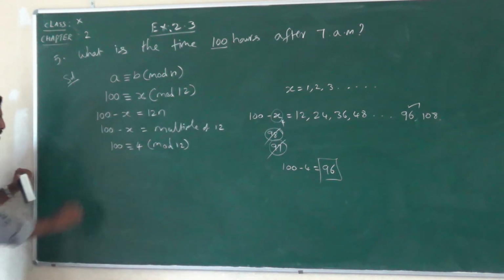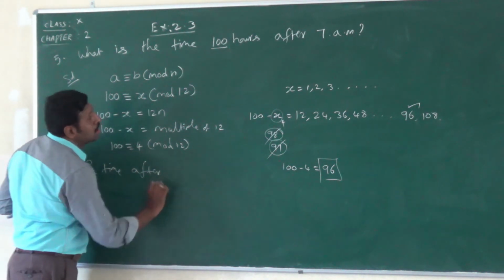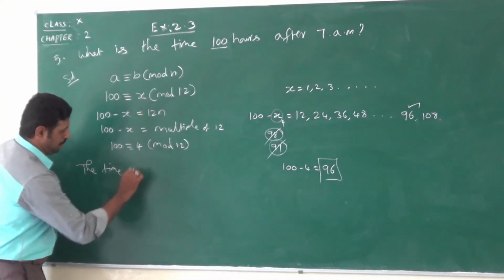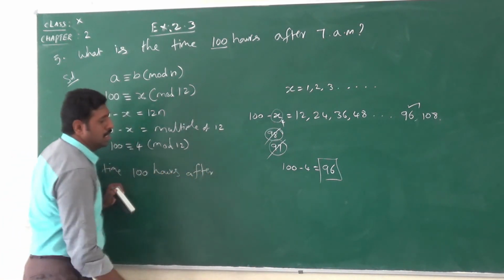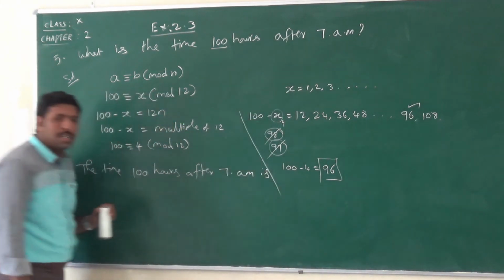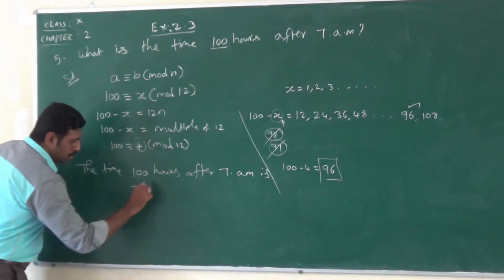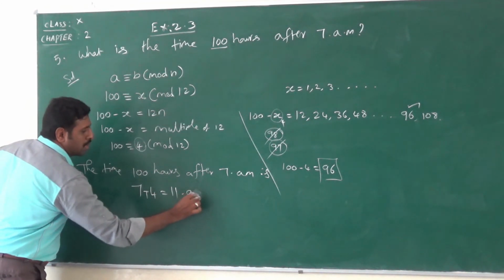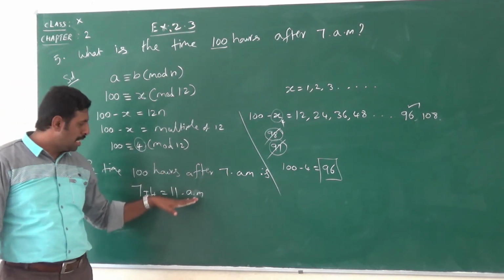So the time 100 hours after 7 a.m. is, we want to add the remainder: 7 plus 4 is equal to 11 a.m. So we get the time 100 hours after 7 a.m. is 11 a.m.